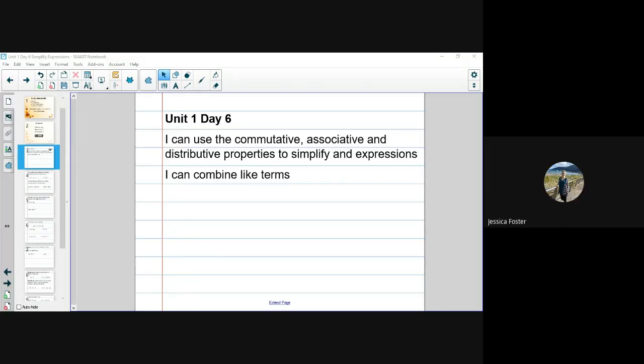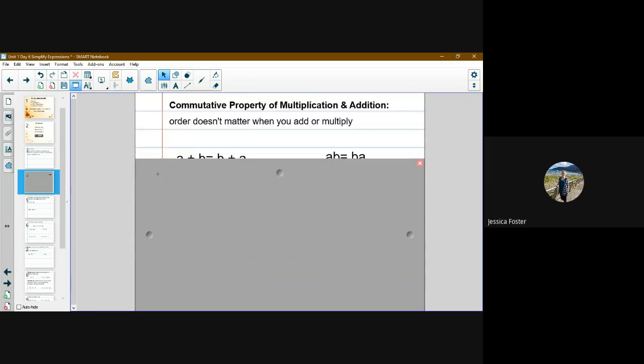Today we are going to be talking about using the commutative property, associative property, and distributive property to simplify expressions. We will also be looking at combining like terms. Let's talk about the commutative property of multiplication and addition to start with.